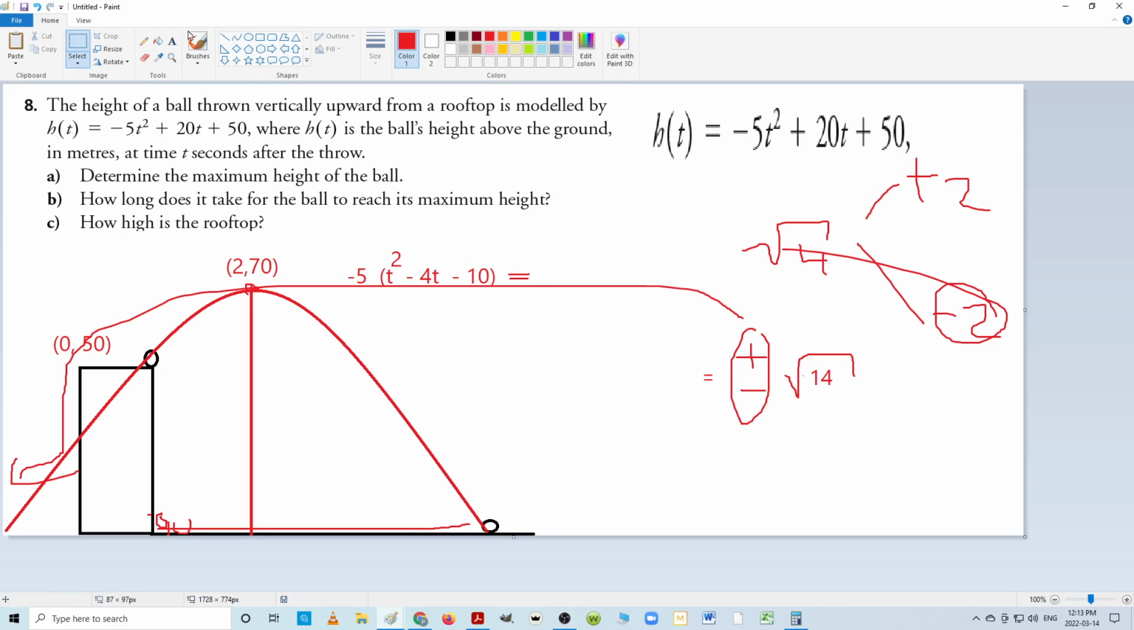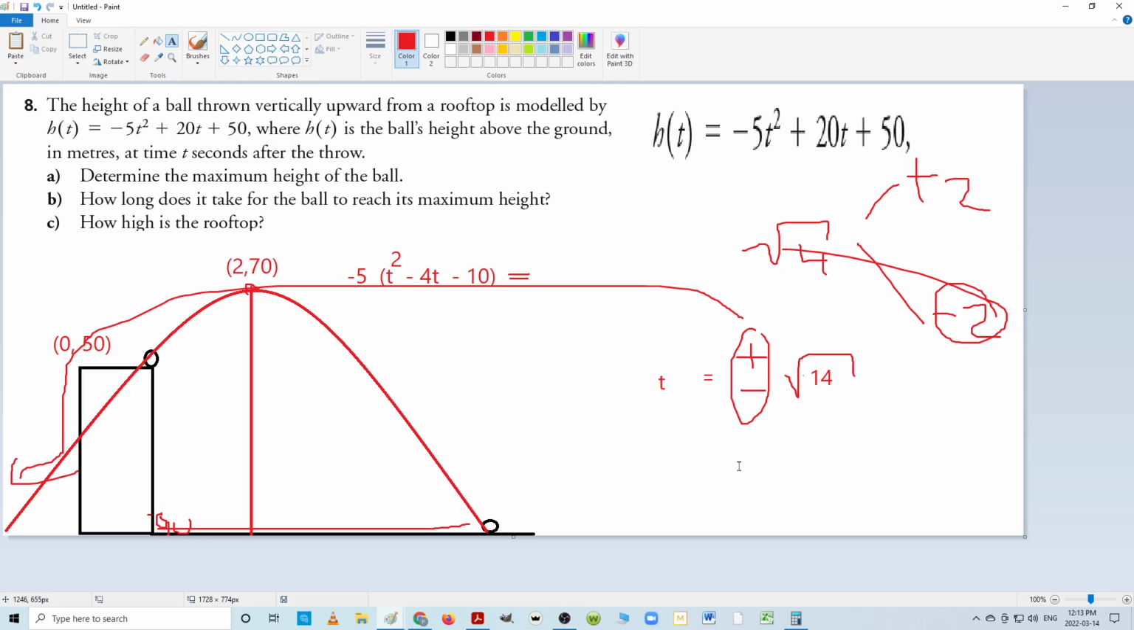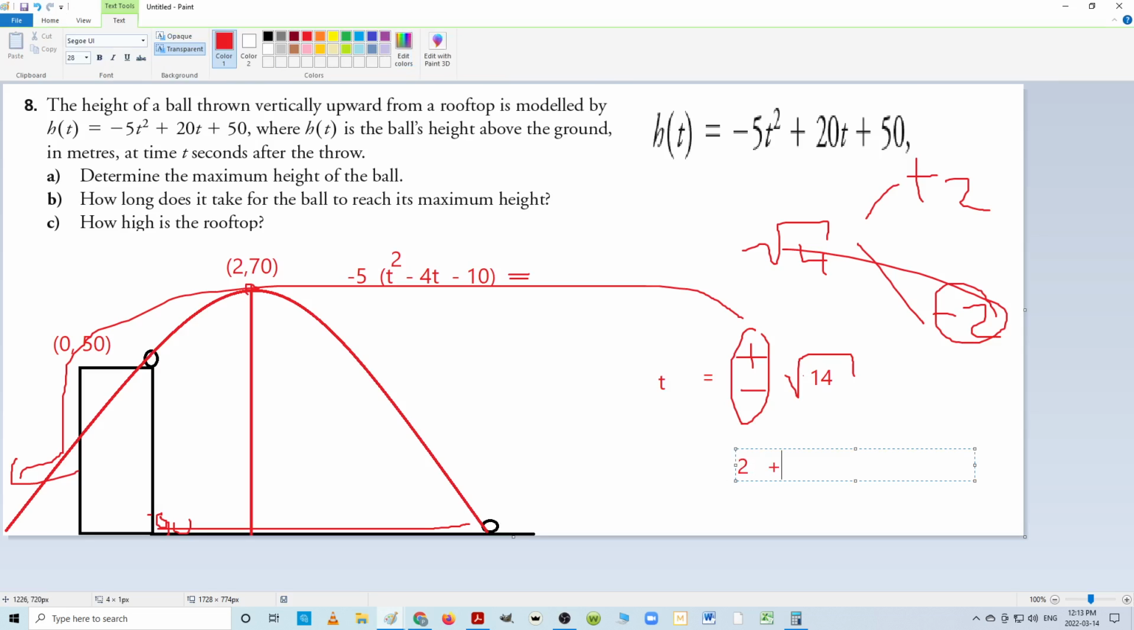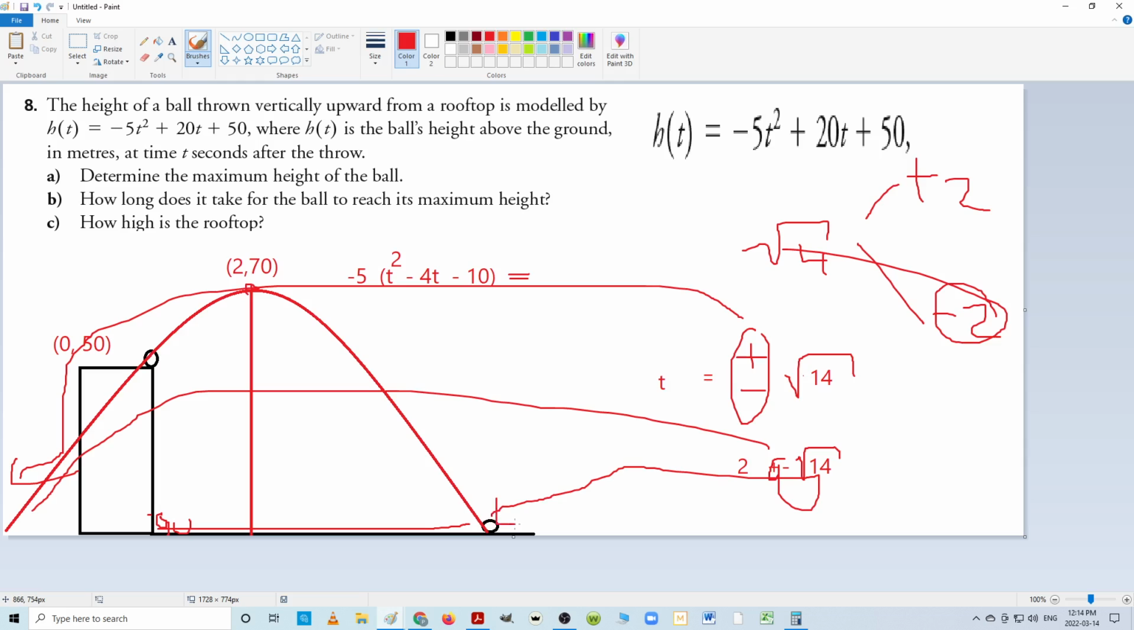And finally, I get t is equal to, and you really want to put the plus minus after the 2, so you do 2 plus minus square root of 14, which means I'm going to take 2 seconds and subtract roughly 3.7 to get this one, and I'm going to add roughly 3.7 seconds to get this one. So this is going to be roughly 5.7 seconds.